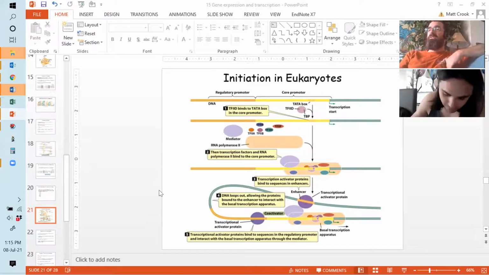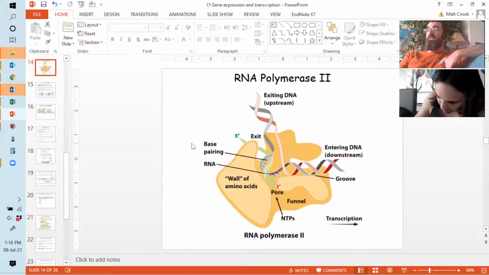Okay, so that's initiation, right? That's getting things going. The actual bit in between, the elongation, is pretty straightforward. It's simply synthesizing the mRNA strand or the RNA strand.